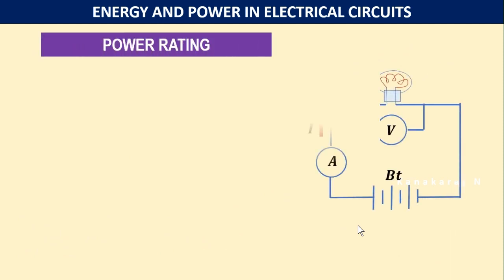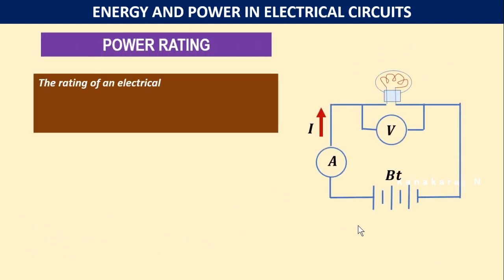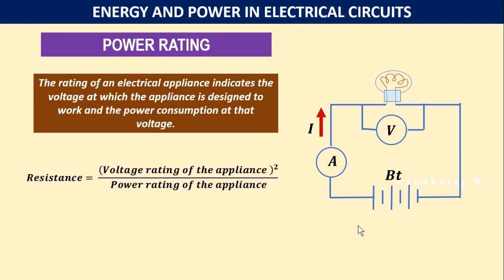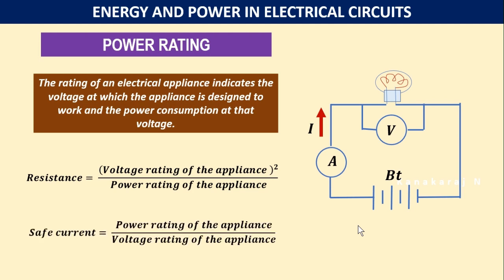Power rating. The rating of an electrical appliance indicates the voltage at which the appliance is designed to work and the power consumption at that voltage. Resistance of the appliance equals the voltage rating squared upon the power rating. Safe current equals the power rating of the appliance upon the voltage rating of the appliance.